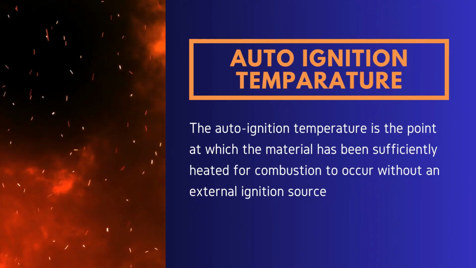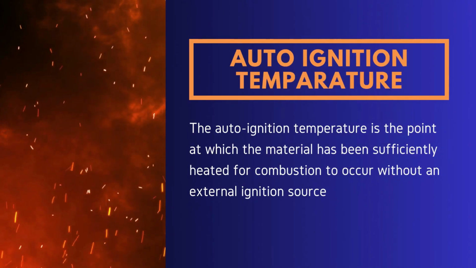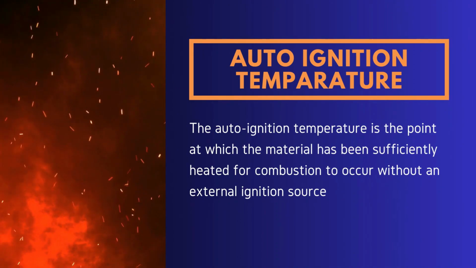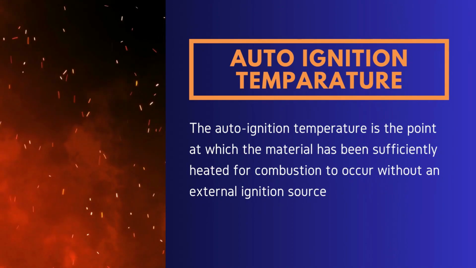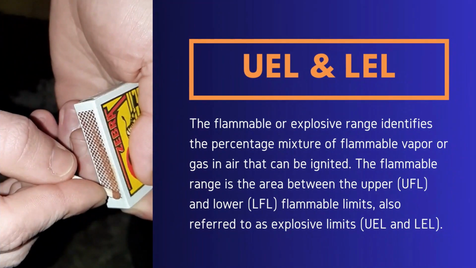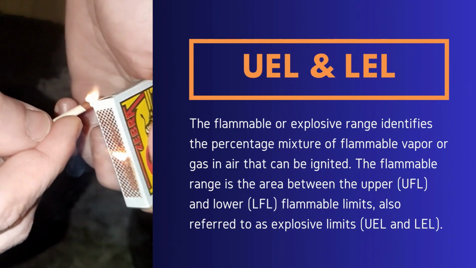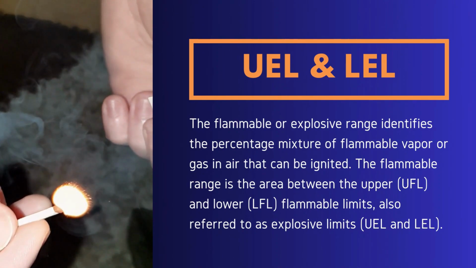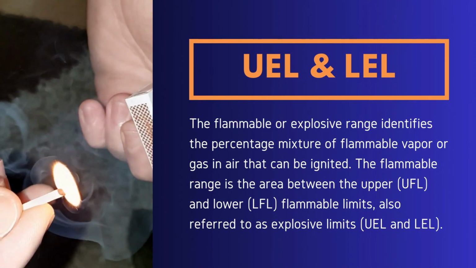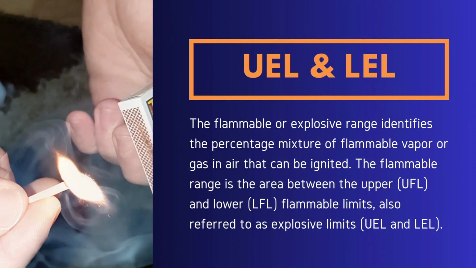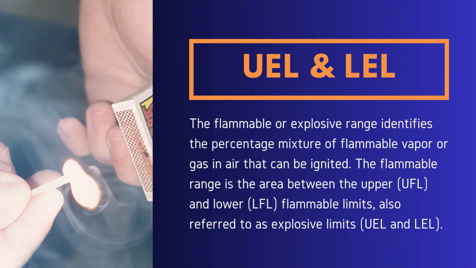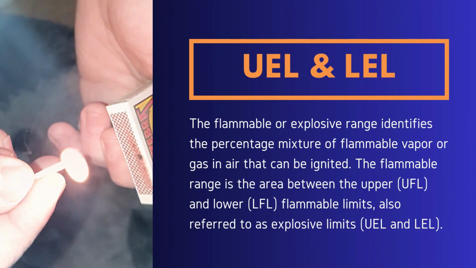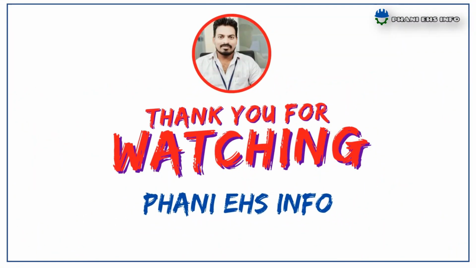Autoignition temperature. The autoignition temperature is the point at which the material has been sufficiently heated for combustion to occur without an external ignition source. UEL and LEL. The flammable or explosive range identifies the percentage mixture of flammable vapor or gas in air that can be ignited. The flammable range is the area between the upper and lower flammable limits, also referred to as explosive limits, UEL and LEL. This is all about today's topic.